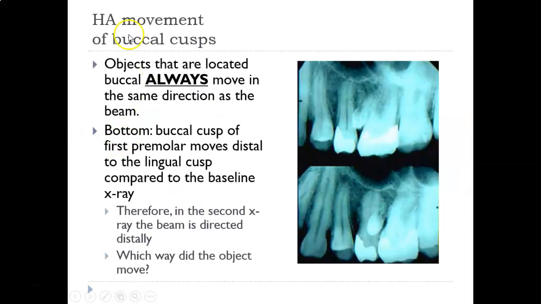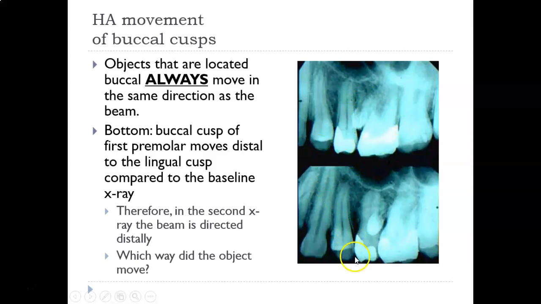Okay, so horizontal angulation movement of buccal cusp. If we use the cusp as our guide to help us determine if an object is buccal or lingual, then we would pick one of these films as our baseline. We can use the one that looks a little more straight on, so we could use this upper one as our baseline. Here's my buccal cusp down here. Here's our object. It looks like it's in between the premolar and the molar.